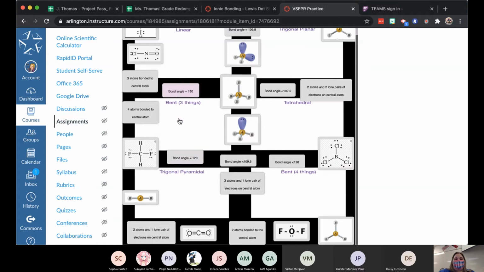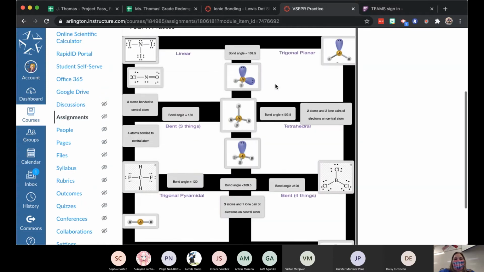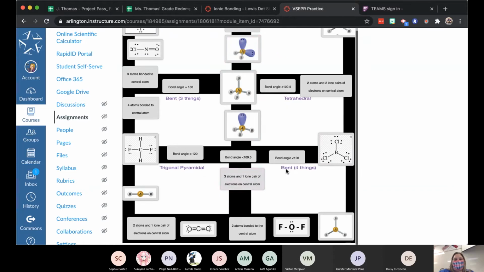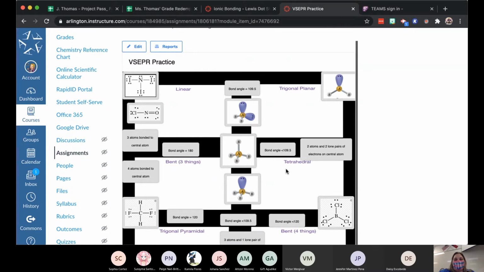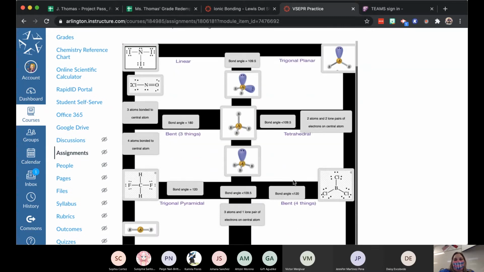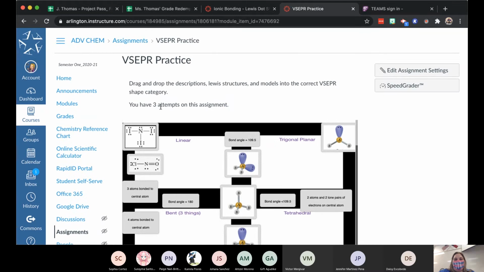And then that's the information you use to figure out which category it goes into. Now, this only goes up to the four things. I did not put the expanded ones with 5 and 6 on here. This is only over the first video, okay? It only goes up to 4 things around the central atom. And you do have up to 3 attempts to do it. So if you do it and you didn't do very well, you might go back and review your information and then attempt it again if you had trouble with it.